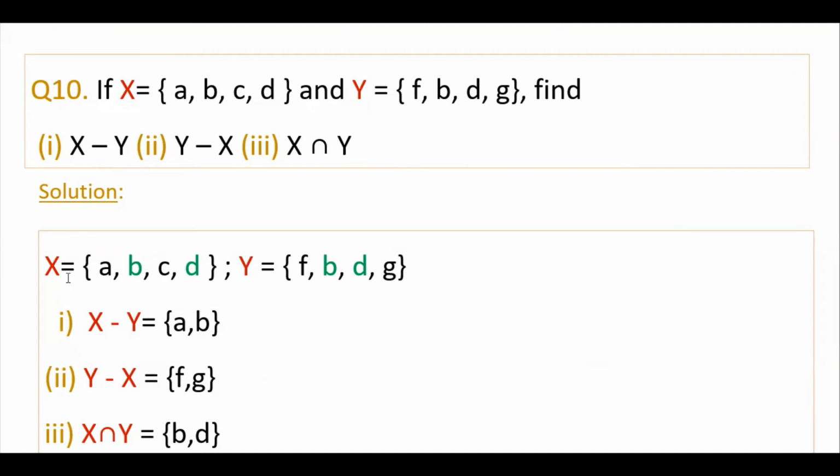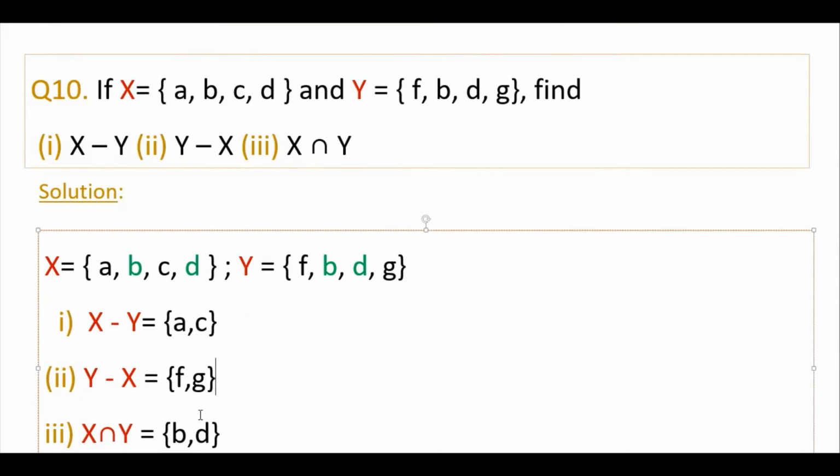And X minus Y: you have to write only X values, excluding Y values, those are B, D, the common elements. So X minus Y here is A, C. And Y minus X: only write these elements, F, Z, excluding B, D. So F, Z. And next one, X intersection Y: only the common elements, those are B, D.